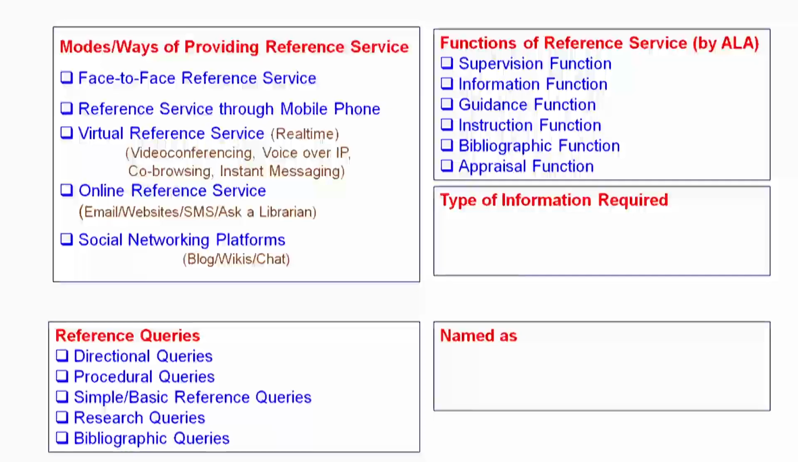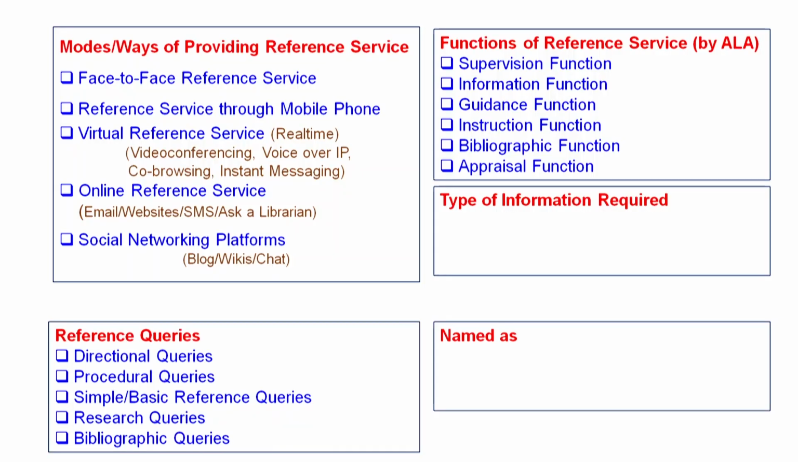Then there are simple and basic reference queries. As I told you, who is the 10th Prime Minister of India? It is a simple query to which you have to answer. There are also research queries. They are normally complex queries: what kind of analysis I have to do to get this particular answer, or how do I find this particular type of information which is located in a particular geographical area. So anything can be a research question, and that can normally be a complex query.